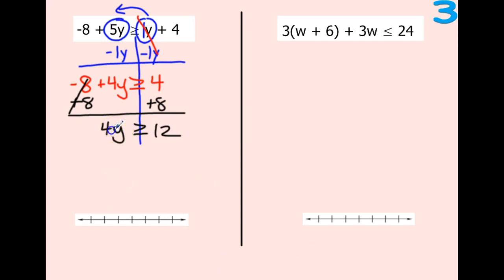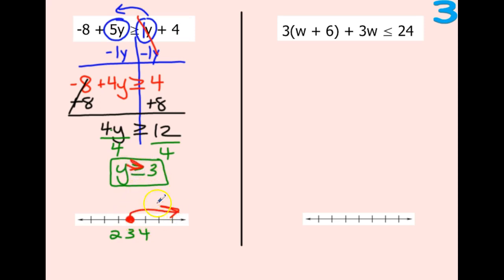And then the opposite of multiplying by 4 is divide by 4. So we have y is greater than or equal to 12 divided by 4, which is 3. So I put 2, 3, 4 in my number line. Equal to means it's a closed circle. And then look at your symbol, greater than pointing to the right. Greater than 3 would be towards 4 or 5.